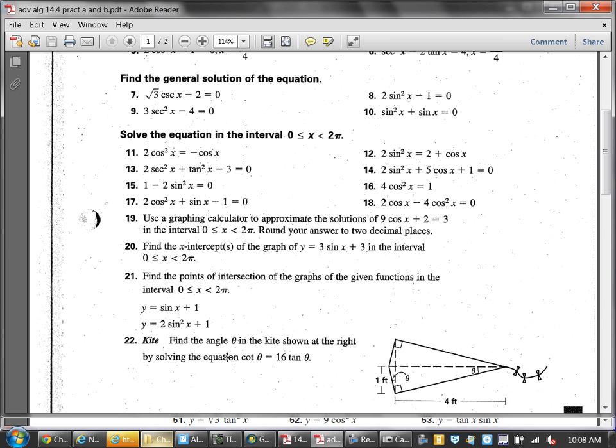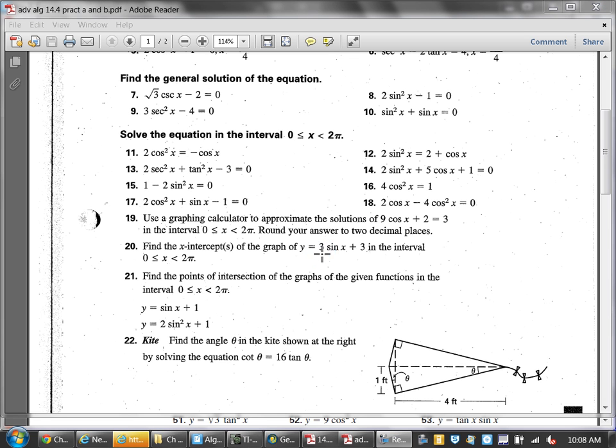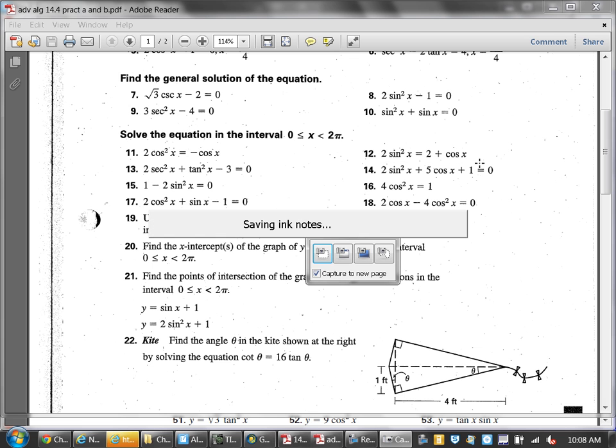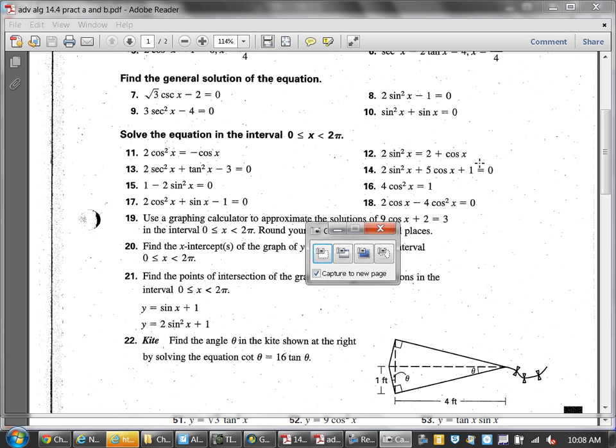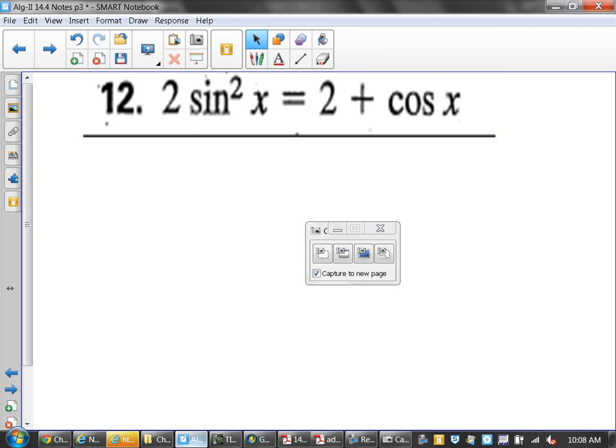So I have 2 sine squared x equals 2 plus cosine of x. I'm looking to be on an interval, so I don't have to worry about tacking on anything here. Now's where things start to get a little bit more interesting. I've got 2 different trig functions here, sine squared and cosine. When I see this occurring, I'm going to try to manipulate this to put it all as one trig function, if possible.